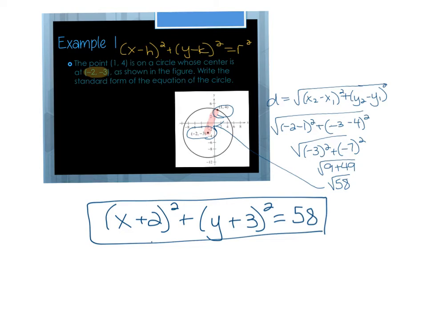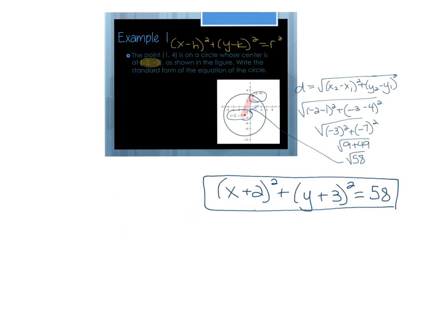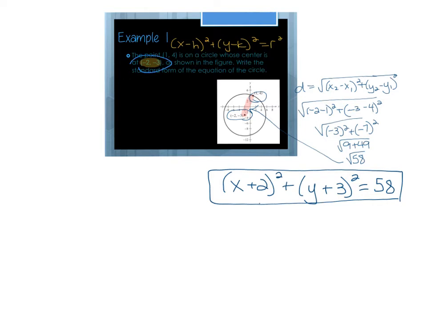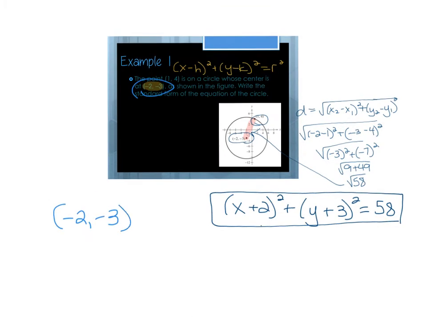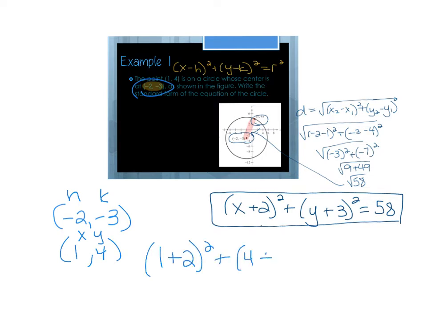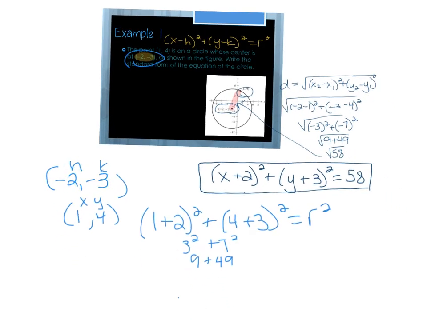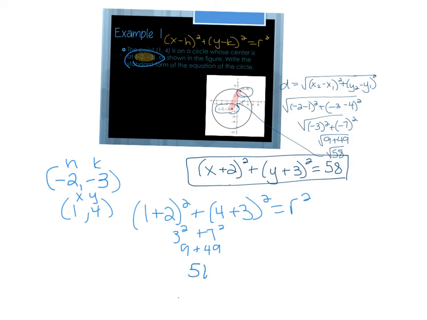What's the other way you could do this? You could plug everything in, like the point 1, 4 and the center, into the equation and then solve for r. Good. So I can use the -2, -3 as the h, k, and I can use the 1, 4 as the x, y and plug it in. So x minus h squared plus y minus k squared equals the radius squared: 3 squared, 7 squared, and I get 58 equals r squared, and then that can also just take the place of your r squared. You can do it either way. I don't care which way you do it. Just make sure at the end that your answer has just the h, the k, and the r plugged back in.